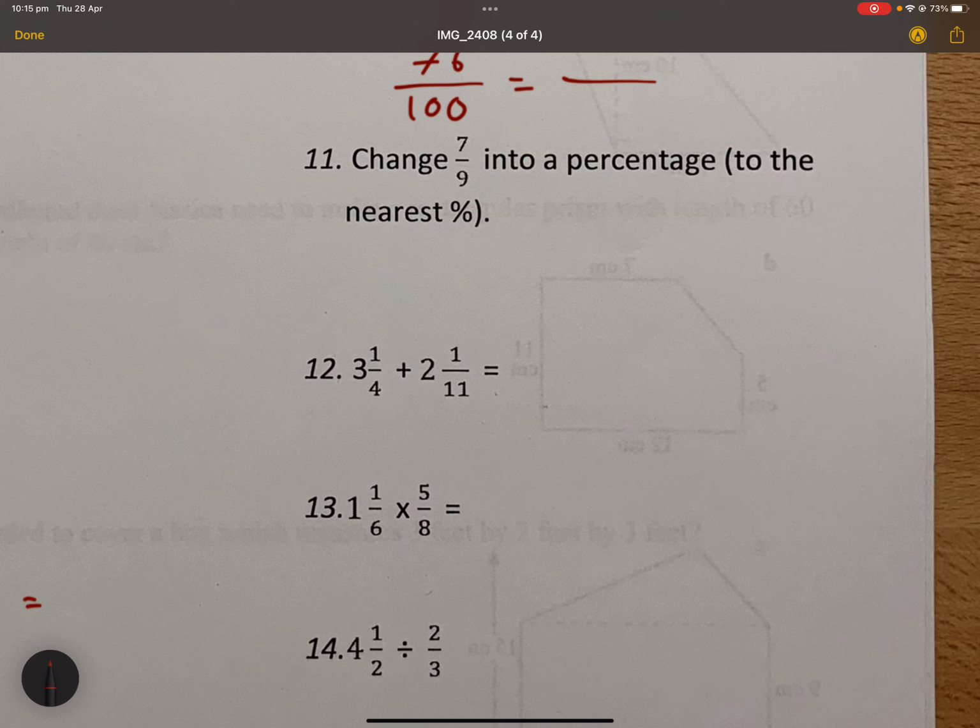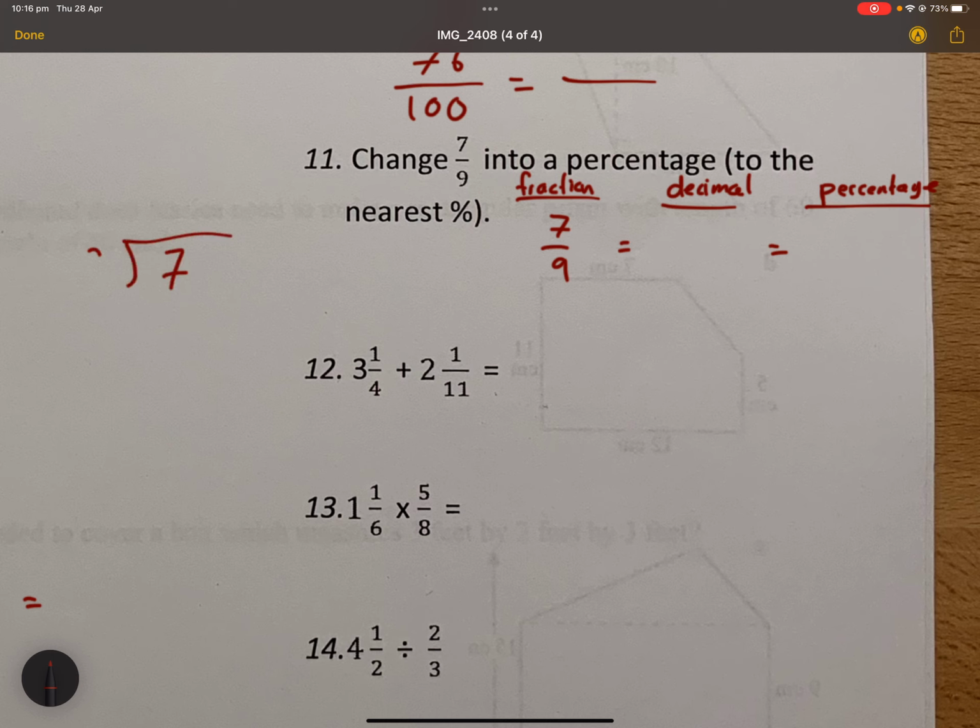Change 7 over 9 into a percentage. Okay, so let's first change 7 over 9. This is a fraction. To change it into a percentage, before we can do that, we need to change it into a decimal. Now, to change 7 over 9 to a decimal, you take 7 divided by 9. Now, normally we can't divide it like this, so let's put in some decimals.